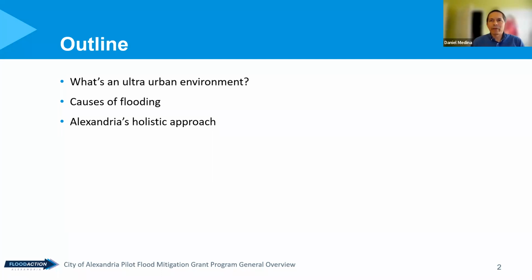So this is the outline of my talk today. As the title said, we're talking about flood management in ultra-urban environments. So the first thing we'll do is define what an ultra-urban environment is. Then we'll talk about some causes of flooding, and we'll describe the approach that the City of Alexandria has been taking to address these problems.